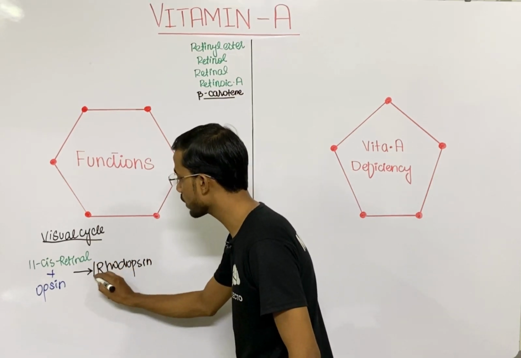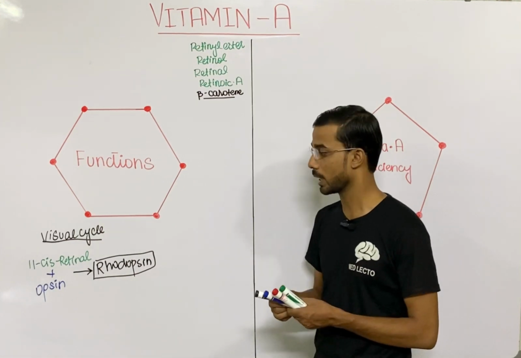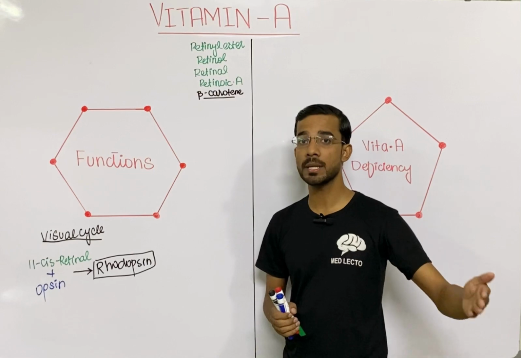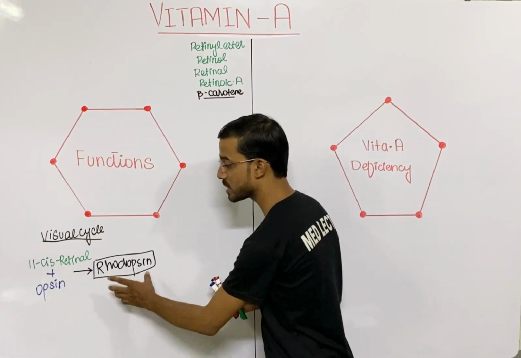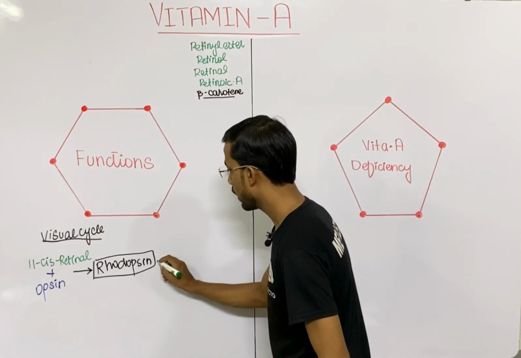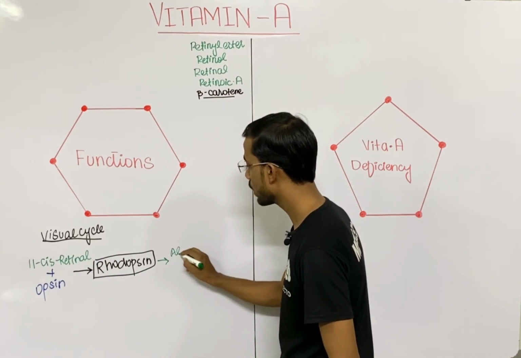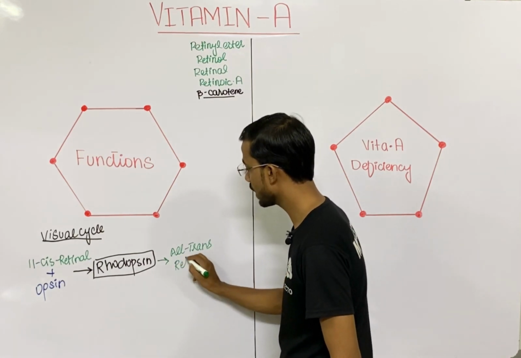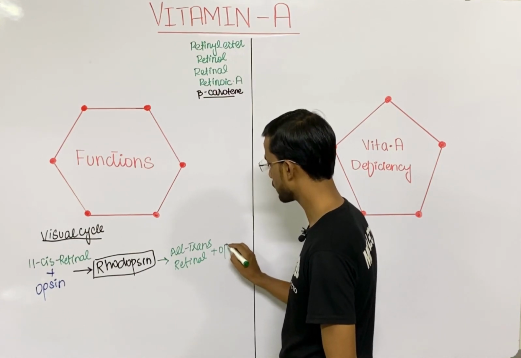Now this compound is very important in dim light. Okay, when someone goes towards bright light, what will happen? Suddenly rhodopsin breaks down into all-trans retinal along with the opsin again.